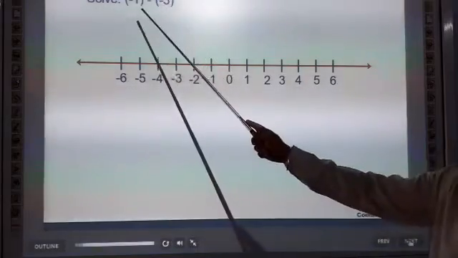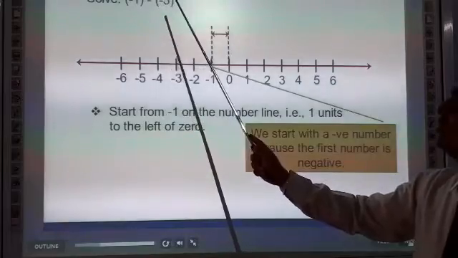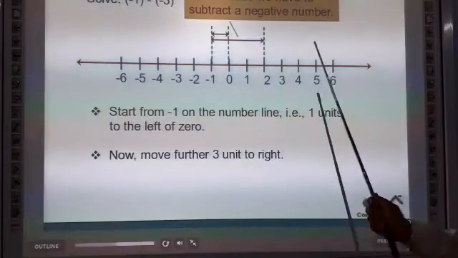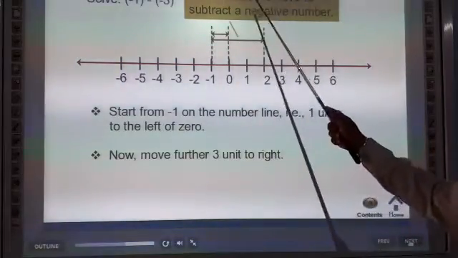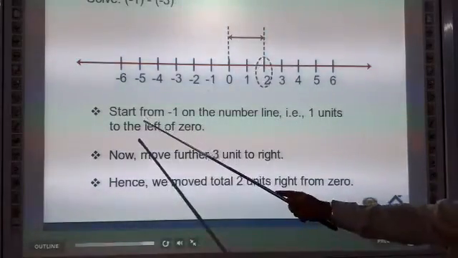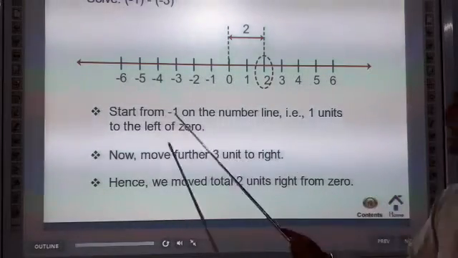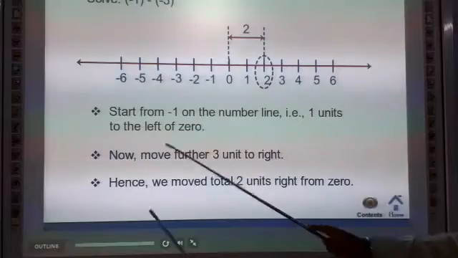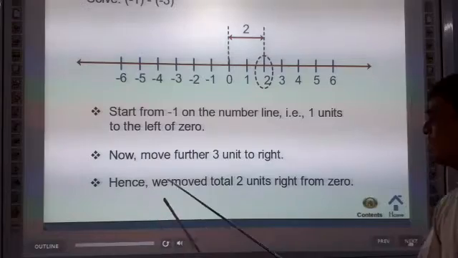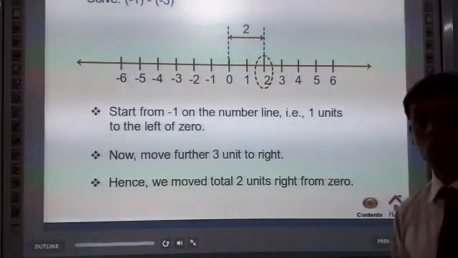Next is minus 1 minus minus 3, minus minus is plus, so minus 1 plus 3 is equal to 2. Show the diagram. We move to the right because we have to subtract a negative number. Start from minus 1 on the number line, that is 1 unit to the left of 0. Next, now move further 3 units to the right, and last, hence we moved a total of 2 units right from 0.